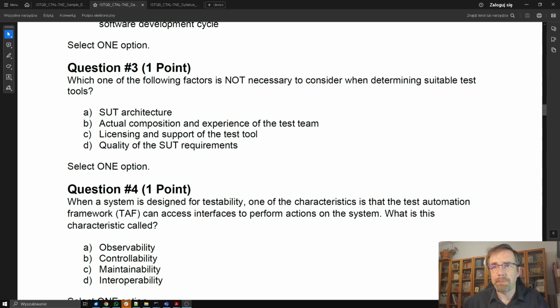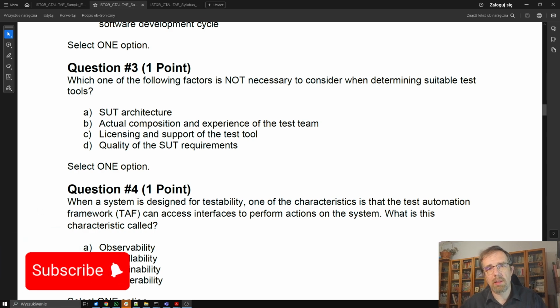Then maybe D. D is quality of the system under test requirements, and it's more or less irrelevant. Yeah, because maybe relevant sometimes, because if you have poor requirements, you may not be able to do test automation, because you may not be able to design test cases, and if you don't design test cases, you cannot automate them. So in some cases, it may be somewhat relevant, but generally D is the best answer for this question.